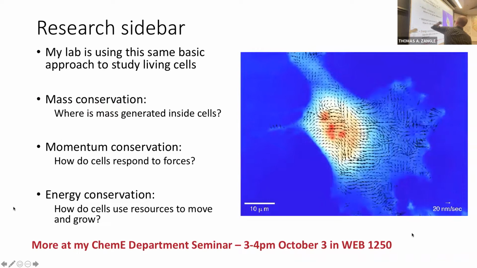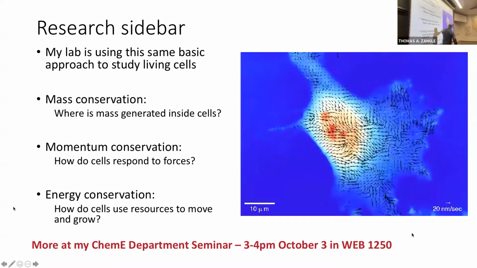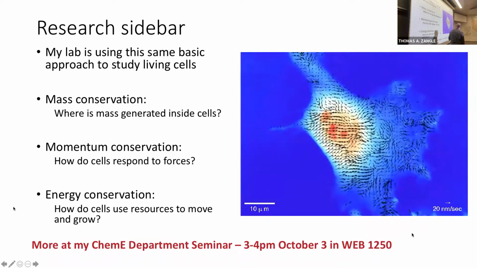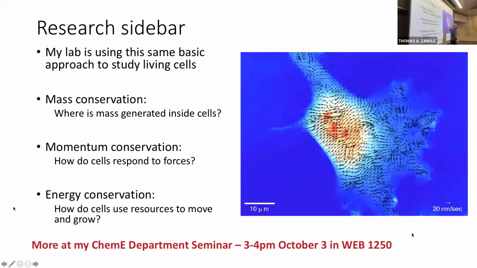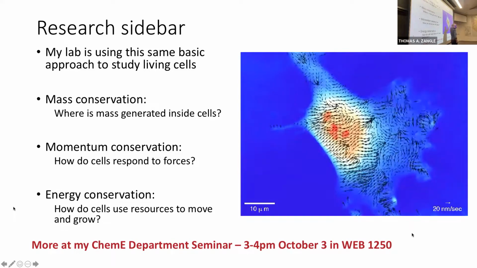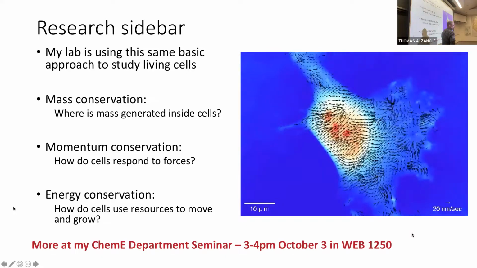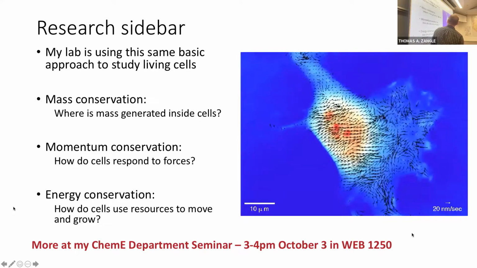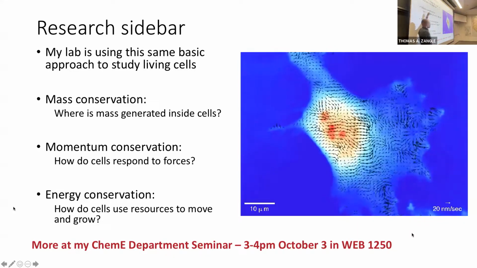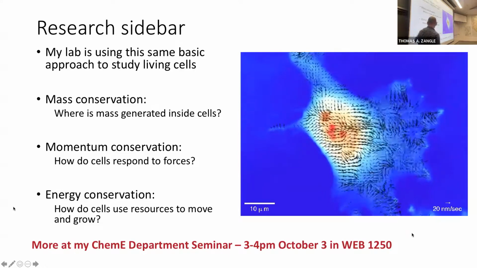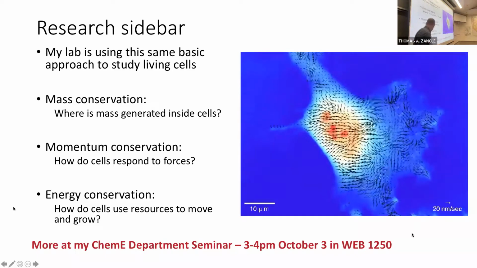Short little research sidebar. My lab is using similar kinds of approaches to study processes within cells. This is a movie generated by one of my graduate students, where she developed a method to track the rate and direction of mass transport within cells. So we have a vector field of motion within individual cancer cells. Those are those little arrows wiggling around, kind of like the velocity vectors we saw for wind on the previous slide. Then we can use this to apply mass conservation, learn things about where mass is generated within cells, momentum conservation, how cells respond to forces, or energy conservation, to see how cells use resources to move and grow.